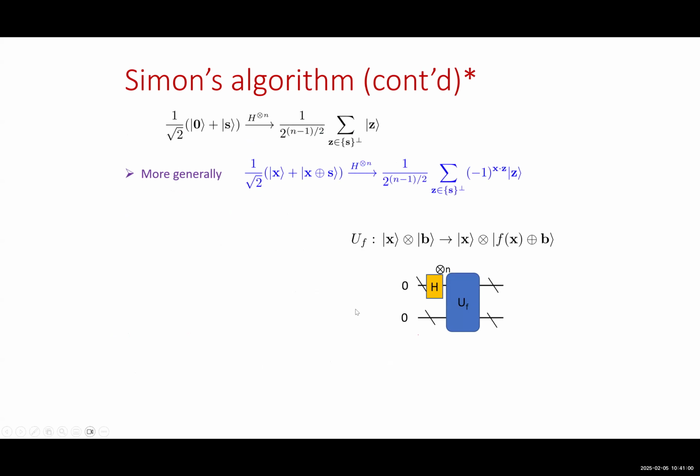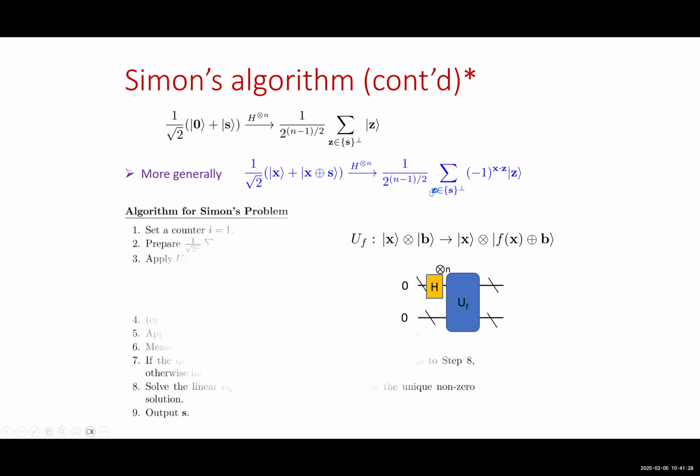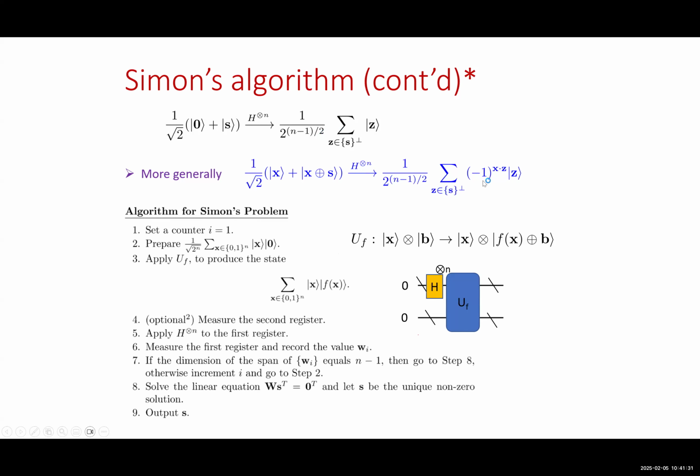But generally, you will not just get 0 or s. Imagine that I run this circuit and measure the second register to get the function value. I get some function value, and I would be left with two arguments, x and x plus s. You do something similar to the previous, except that there's an additional x. But the conclusion is that you only get z components that are orthogonal to s, in the sense of binary inner product.